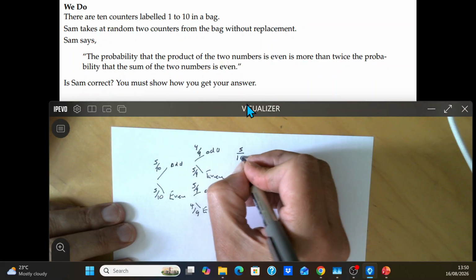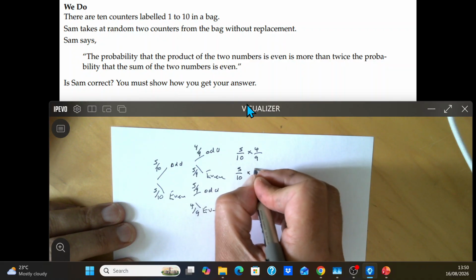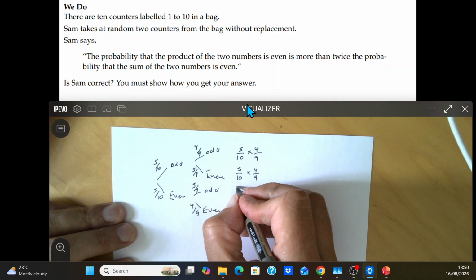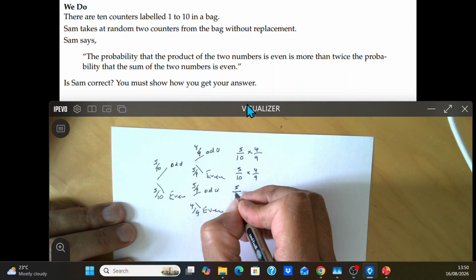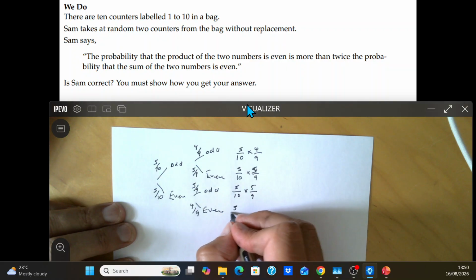Correct. Careful with the numbers that we write down.